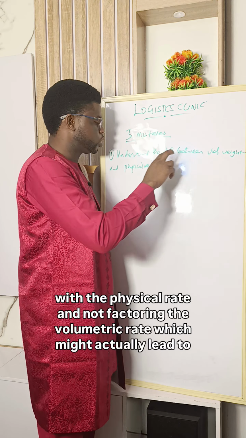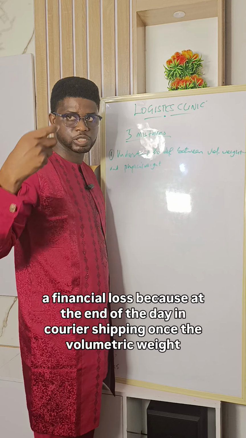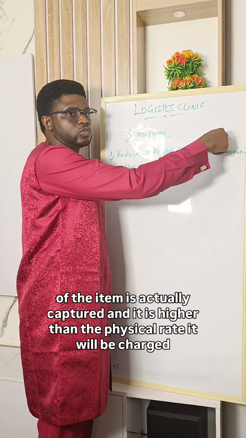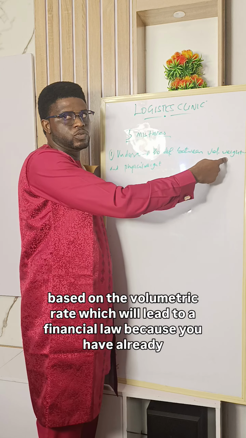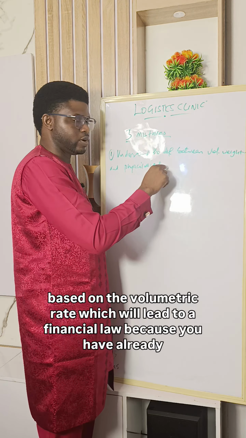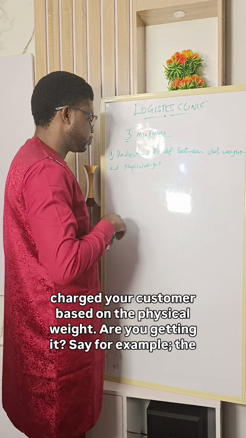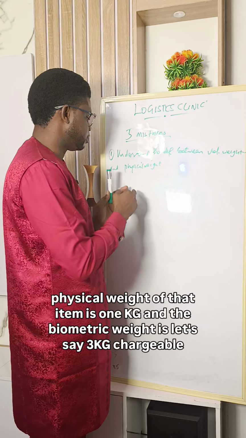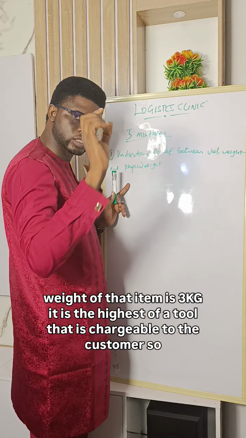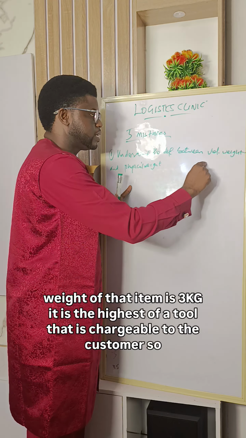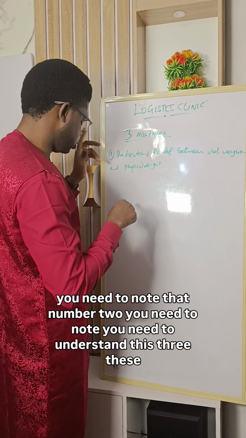and not factoring in the volumetric weight, which might actually lead to a financial loss, because at the end of the day, in courier shipping, once the volumetric weight of the item is captured and it is higher than the physical weight, it will be charged based on the volumetric weight, which will lead to a financial loss because you have already charged your customer based on the physical weight. Are you getting it? Let's say, for example, the physical weight of that item is 1 kg and the volumetric weight is, let's say, 3 kg. The chargeable weight of that item is 3 kg. It is the highest of the two that is chargeable to the customer. So you need to note that.